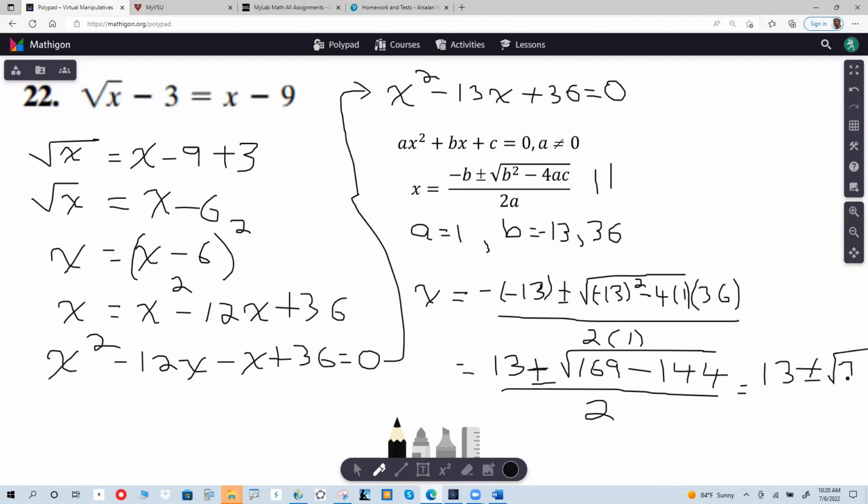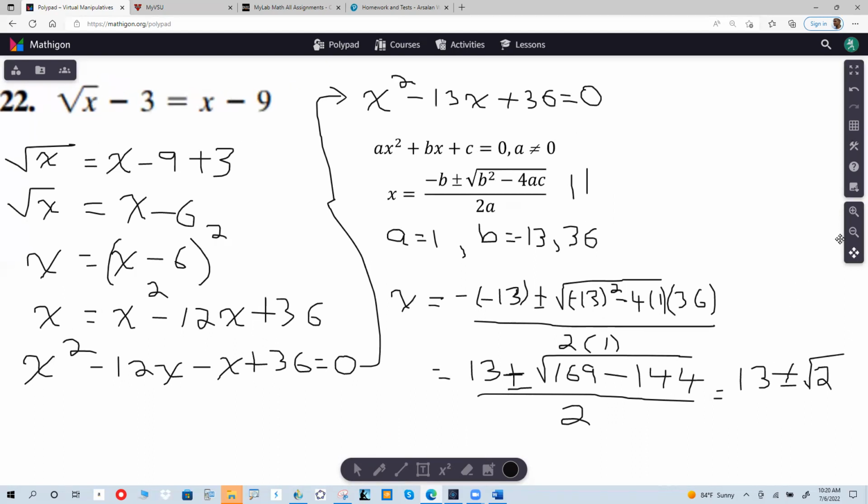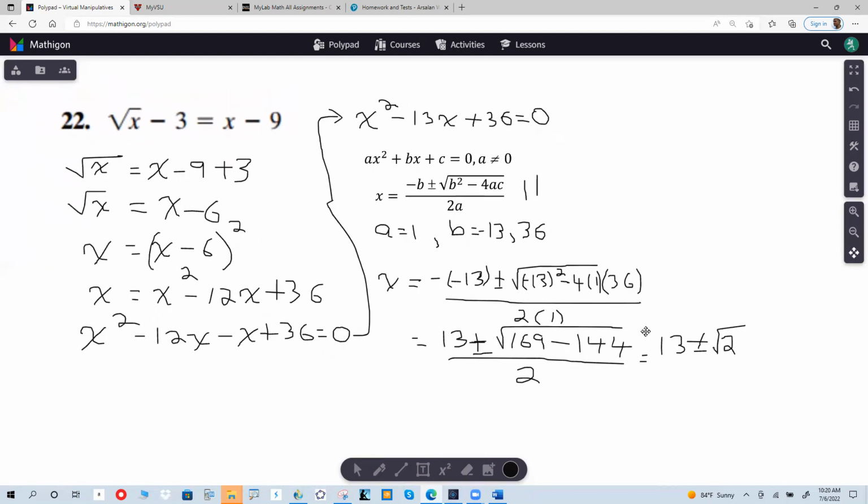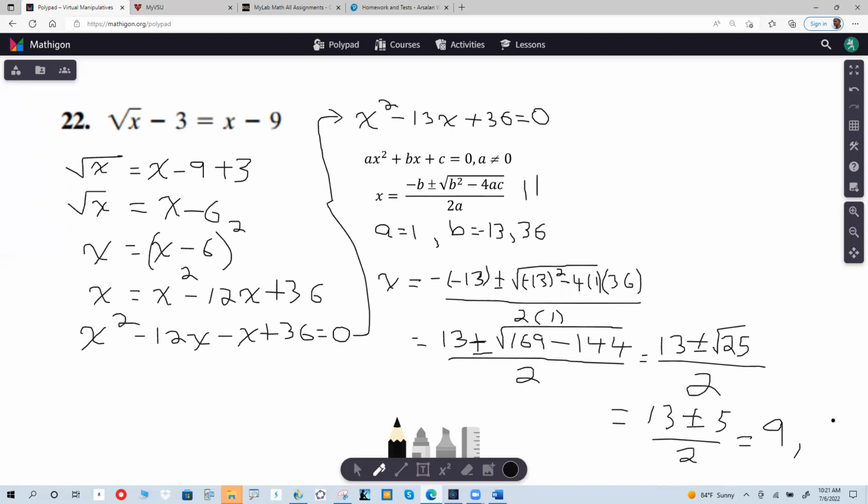Square root of 25, which is a nice clean number, divided by 2. Square root of 25 is 5. So 13 plus minus 5 divided by 2. 13 plus 5 is 18. 18 divided by 2 is 9. Or 13 minus 5 is 8. 8 divided by 2 is 4. Okay, these are my answers, 9 and 4.